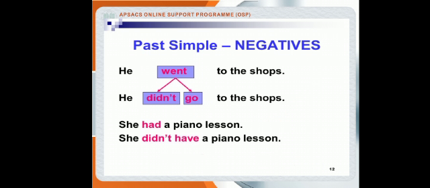Now we know the simple past tense. How can we make negative sentences? He went to the shops is a simple past sentence. When we convert it into the negative one, then we use did and not. He didn't go to the shops. Now you know the second form of the verb went is go. So he didn't go to the shops.